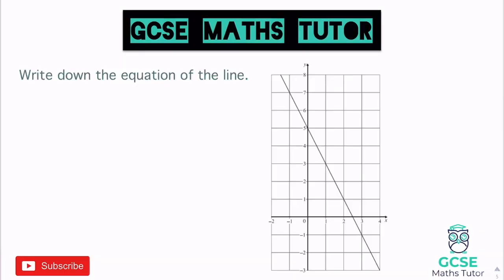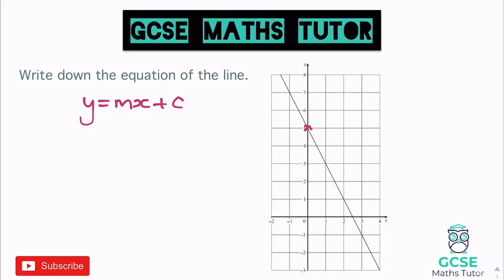Okay, so in this question we are given a line already drawn on a graph, and it says write down the equation of the line. Now we know already what the equation of a line is going to look like. It's in this format, y equals mx plus c. Again, that c being the y-intercept. Now we can see the y-intercept on the graph, it's over here, 5.